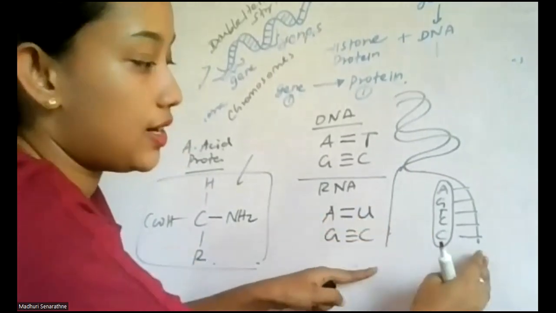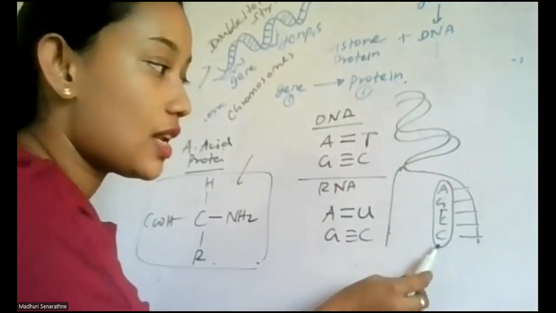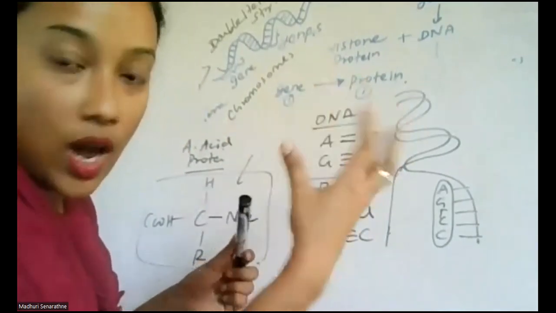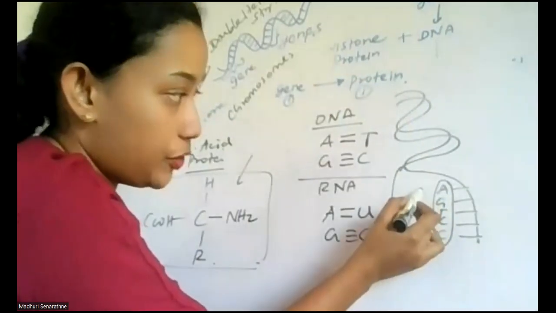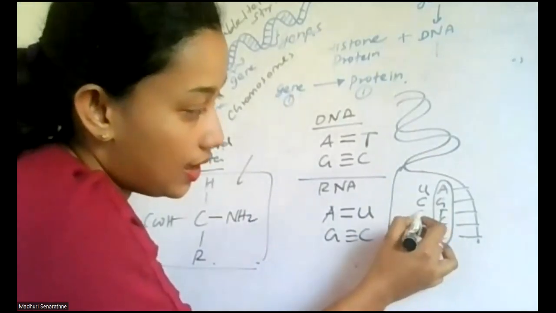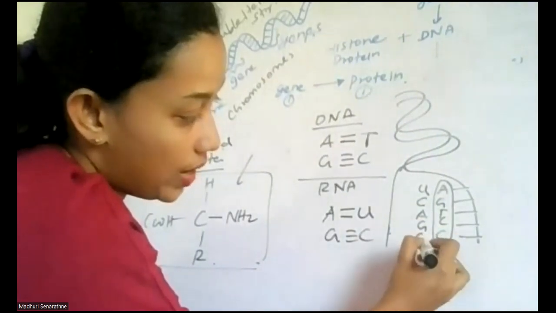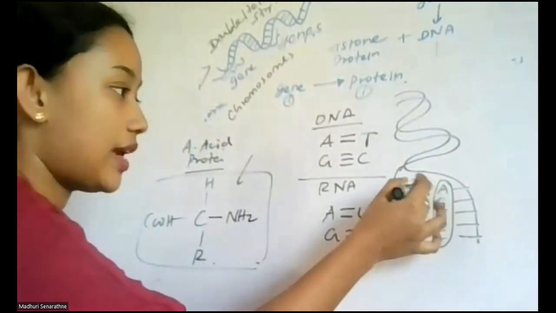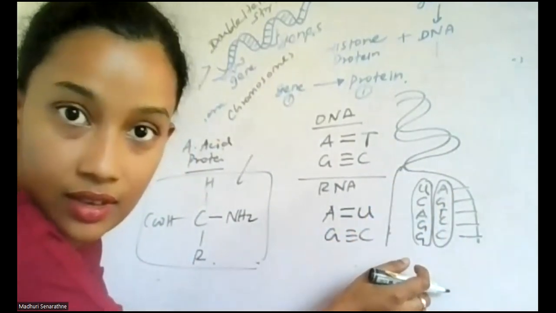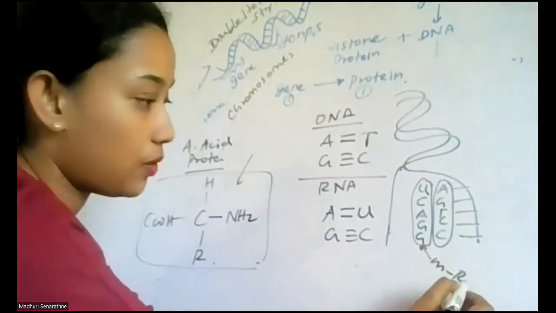After separating these two strands, what happens? According to this sequence, an RNA molecule is formed. How is the RNA molecule formed? Uracil, then cytosine, then adenine, then guanine, and then guanine. In the case of RNA, there is only a single strand. This is called messenger RNA, simply called mRNA.